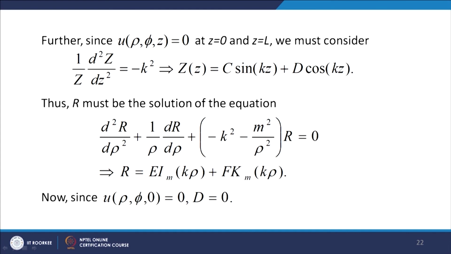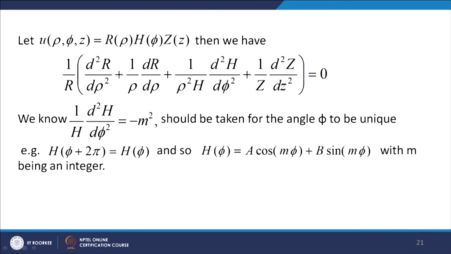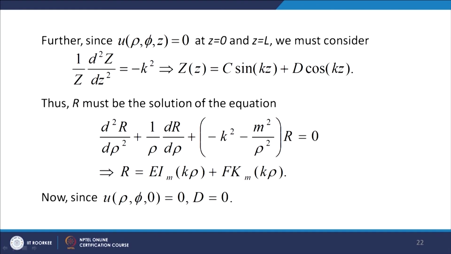Now R therefore must be a solution of this equation, because we have taken it as minus k square. So, we have minus k square here, and this is taken as minus m square. So, we get minus m square by rho square R. So, this is a Bessel's equation of order m, and its solution is R equal to E I_m(k rho) plus F K_m(k rho).